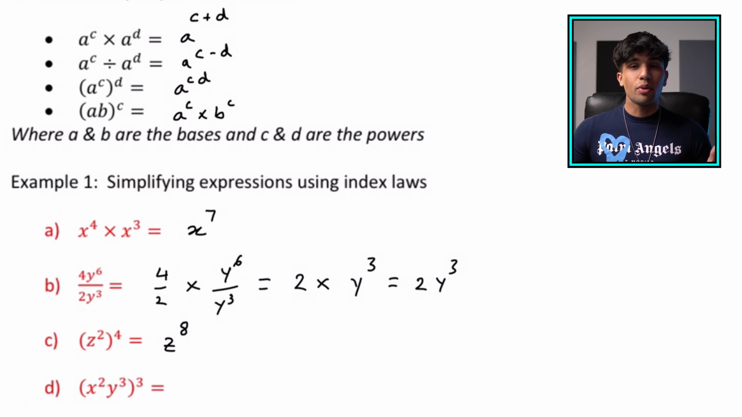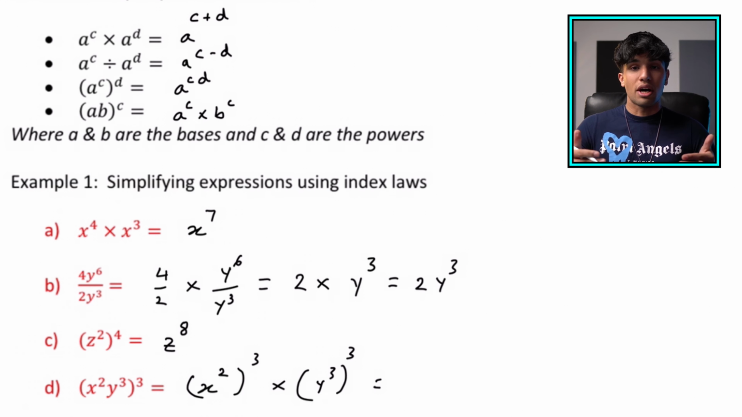For question D, we have a combination of our third and fourth index laws. Let's start by using our fourth index law. We can raise both x squared and y cubed to the power of 3 separately. Now from here, we use our third index law to multiply our indices together. For our first term, we have x to the power of 2 times 3, and for our second term, we have y to the power of 3 multiplied by 3. Our last step now is to multiply our 2 terms together.